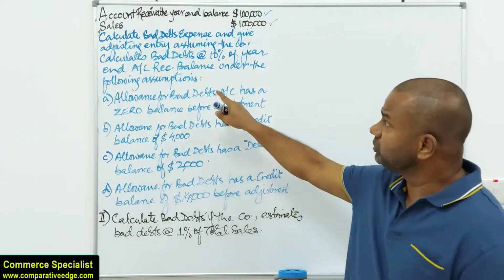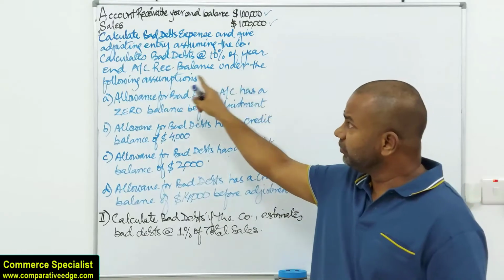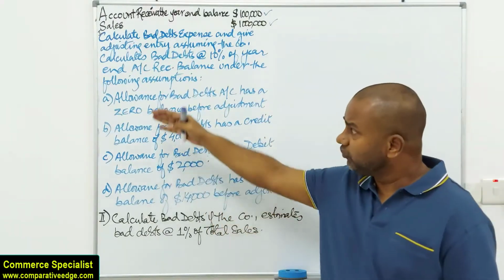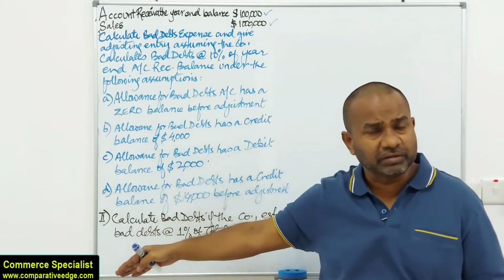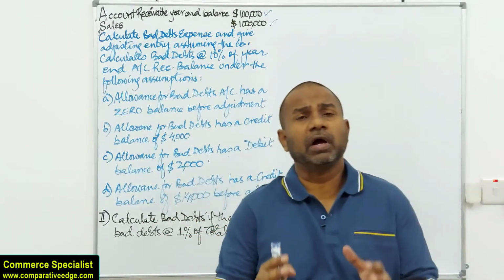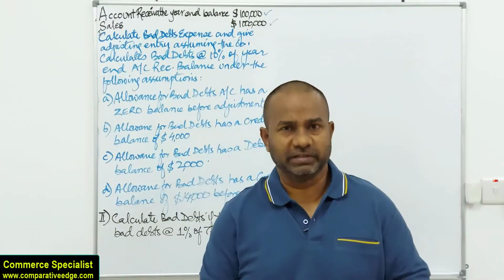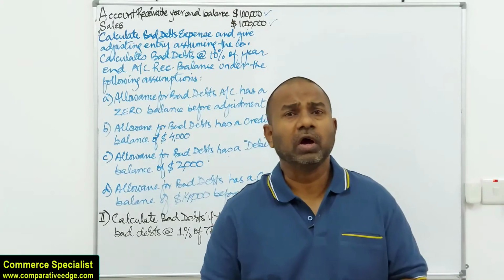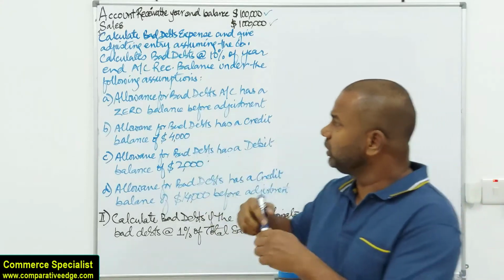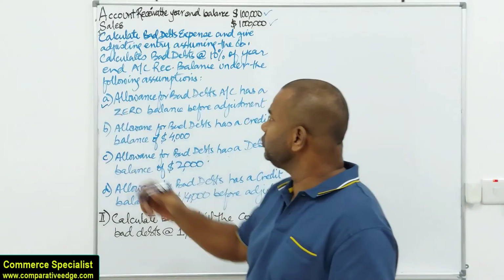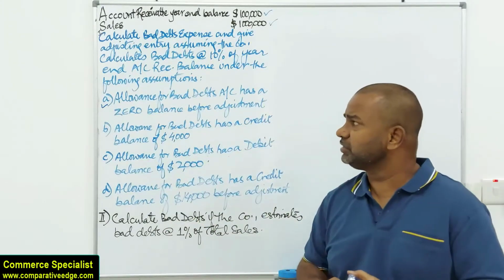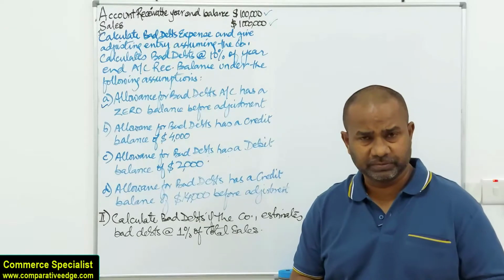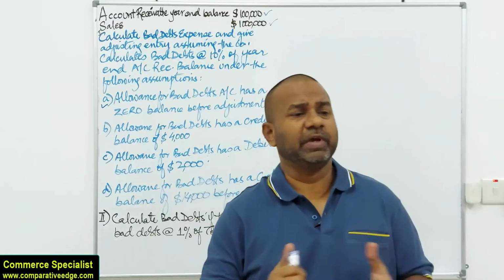And there are certain assumptions here. They say under the following assumptions. There are 4 assumptions, A, B, C and D. And the assumptions are about the allowance for bad debts balance. I will tell you what the allowance for bad debts balance is. For now, look at the assumptions. Assumption A says that the allowance for bad debts account has a 0 balance before adjustment. So what does this mean?